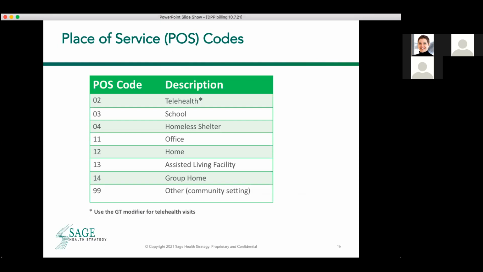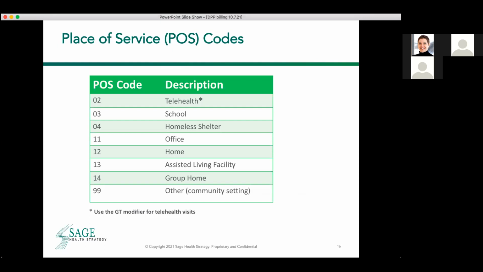99 is just for those community-based organizations delivering service in a community-based setting. If you are a hospital outpatient department or outpatient program, use place of service code 11. Thank you so much, Jana.